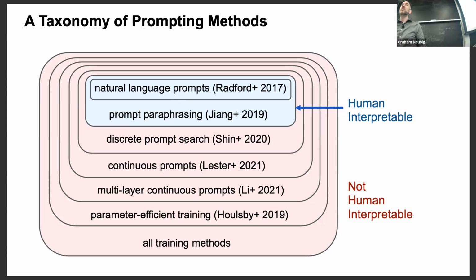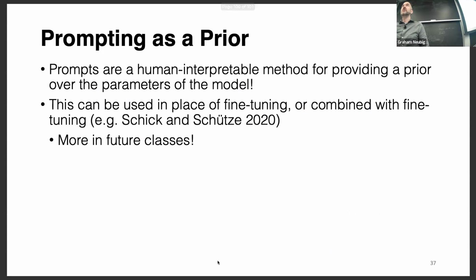Discrete prompt search doesn't necessarily need to rely on a paraphrasing model. It could rely on gradient-based methods or something else like that to give you something that's not actually natural language, just kind of random tokens. Continuous prompts, or prompt tuning, is a step above that. Multi-layer continuous prompts, or prefix tuning, is a layer above that. Parameter efficient tuning is more general than that. And then you have all training methods, including fine-tuning your model. So what are the implications of this?